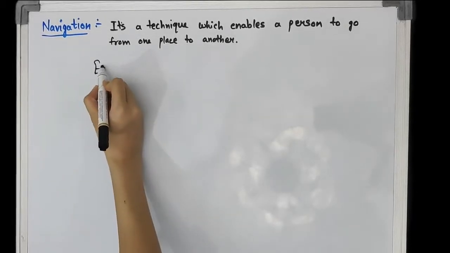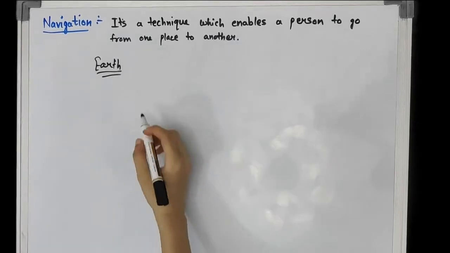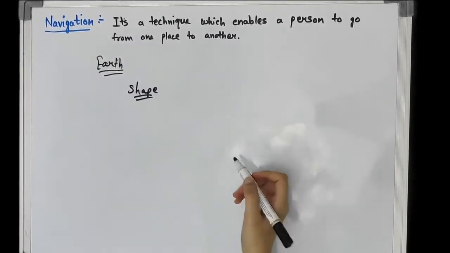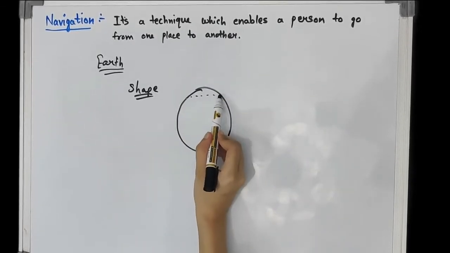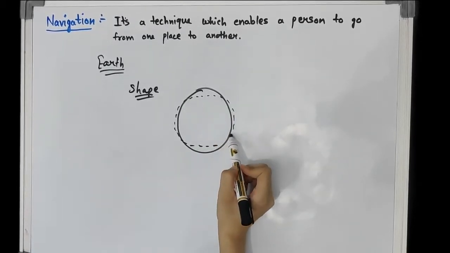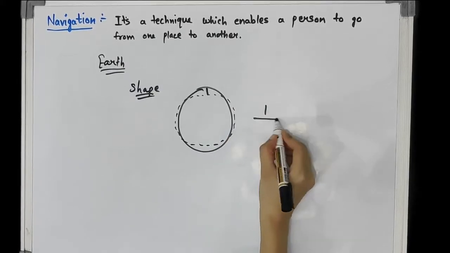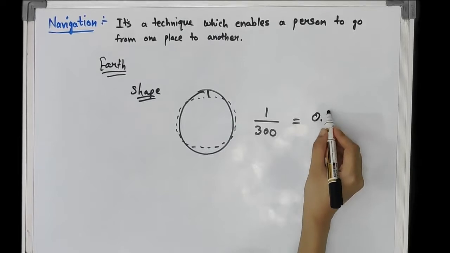Let us talk about Earth. Earth is the third planet from the Sun in our solar system. Earth is not a sphere, it is an oblate spheroid, which is somewhat flattened from the poles and bulged out from the middle. This flattening is called the compression, and in case of Earth it's 1 by 300, which is equal to 0.3%.